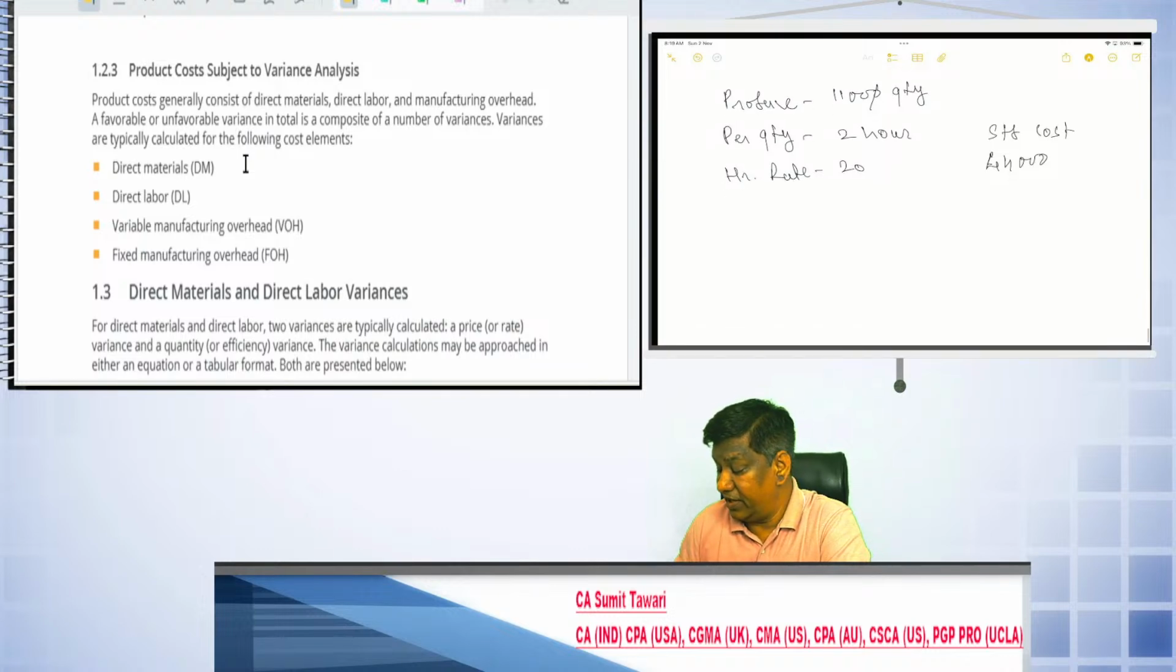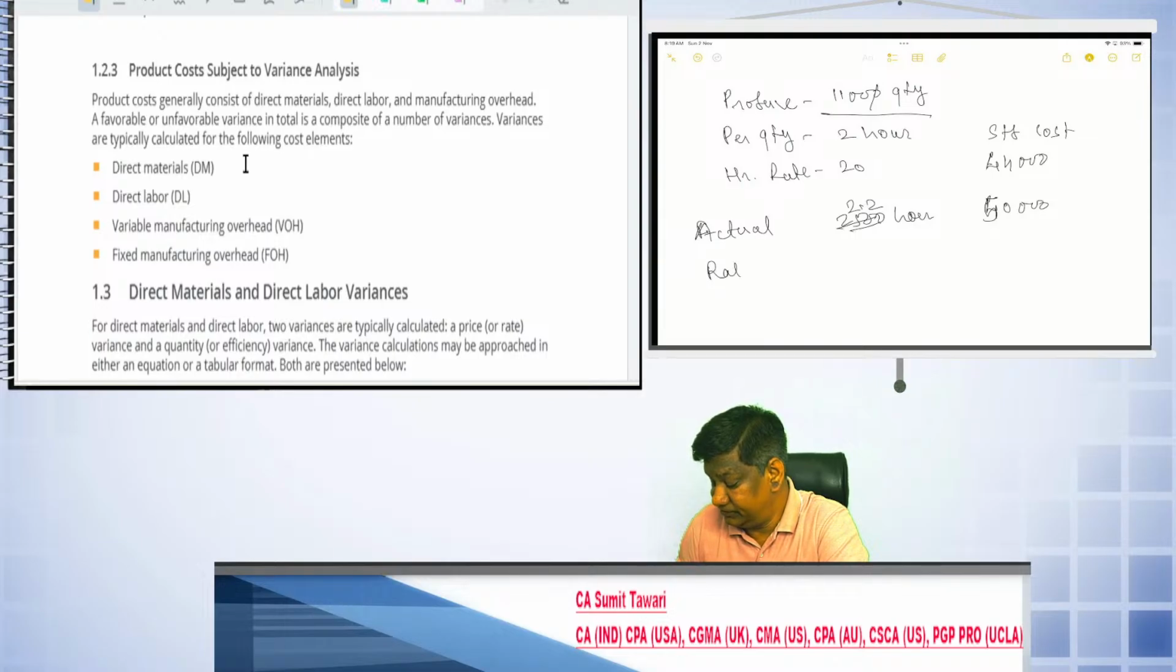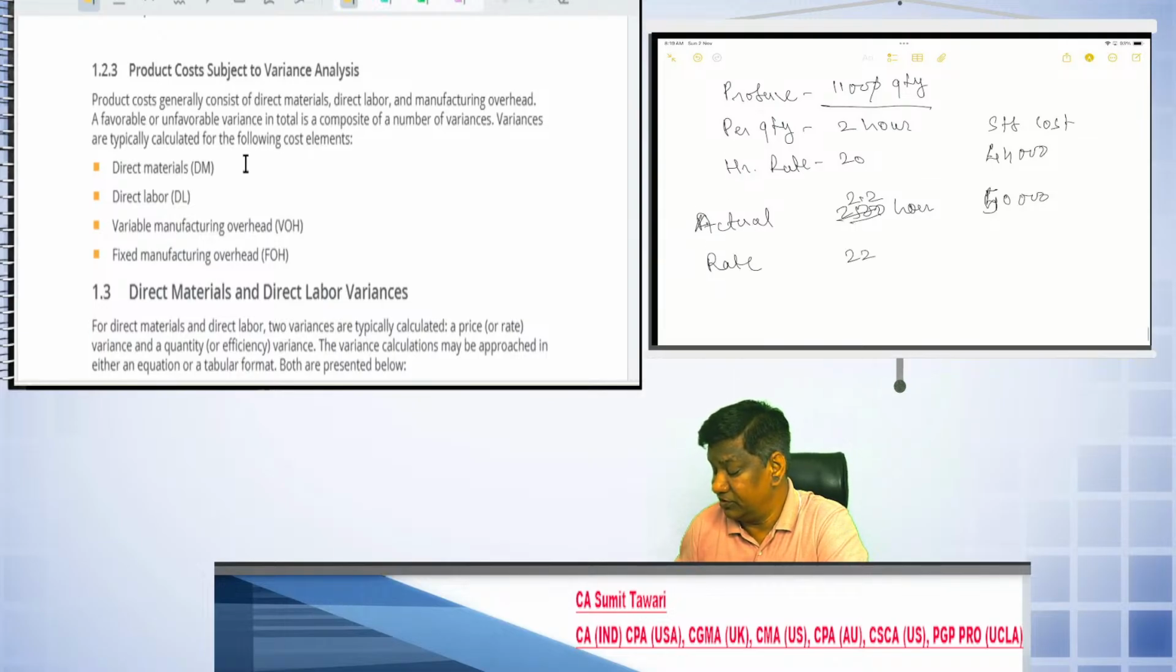But the actual is basically, let me consider this time, 50,000. The reason is that to complete 1100 quantity, we took, say, 2,500 hours. The actual hours per unit I can say is 2.2, and the rate is 22. This could be the reason.